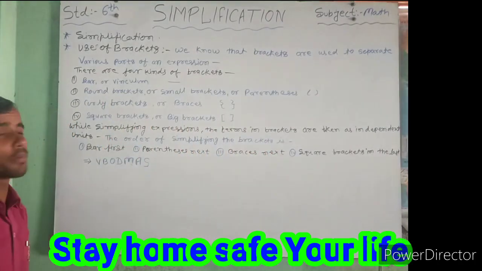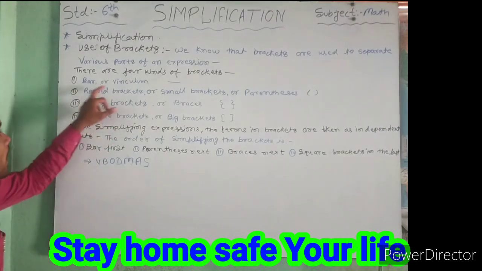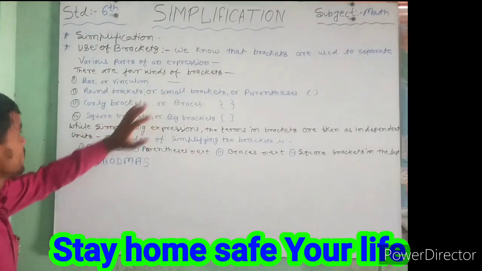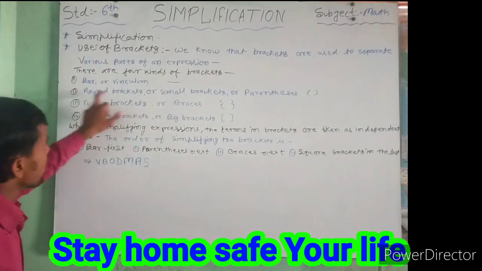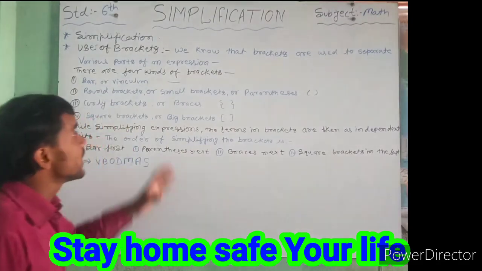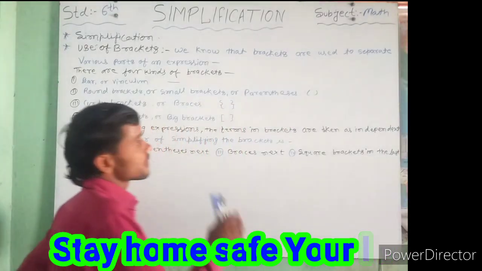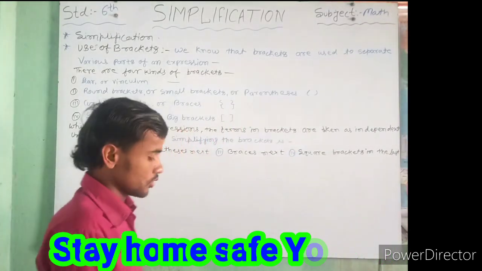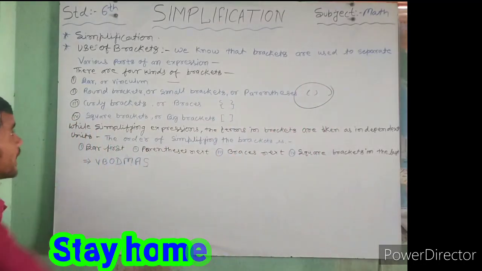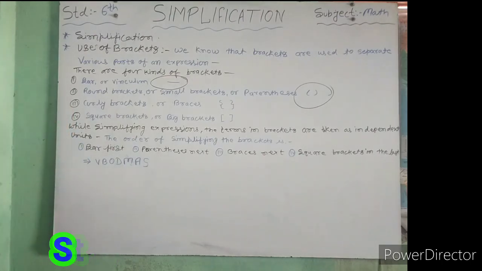The first bracket is the bar, also called a vinculum. Second is the round bracket or small bracket. Another name for round bracket is parenthesis. That is the sign of the round bracket, and that is the sign of the bar, or vinculum.